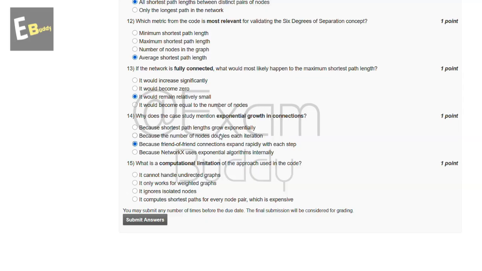And now let's go to our question number 15. What is the computational limitation of the approach used in the code? So these are the options, and the answer to our 15th question is D. It computes shortest paths for every node pair, which is expensive. Now submit your answer.